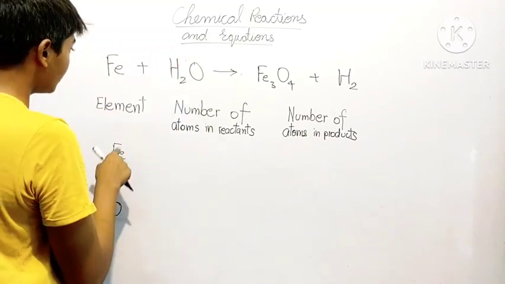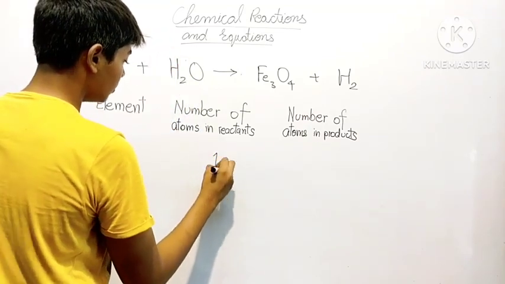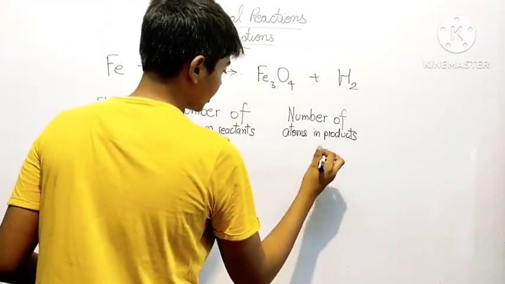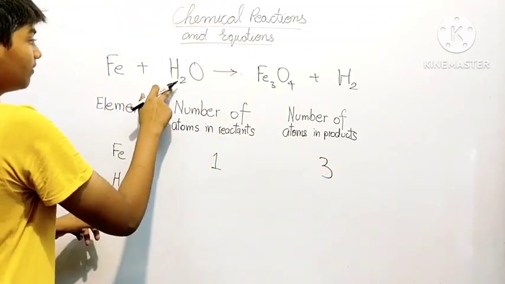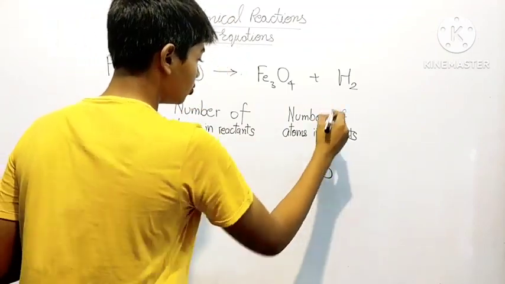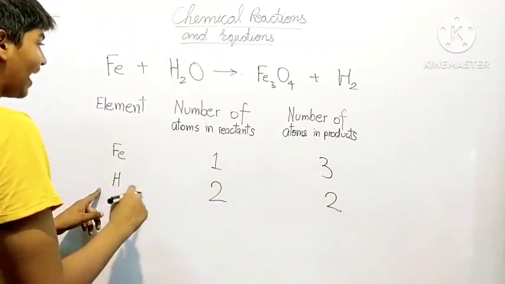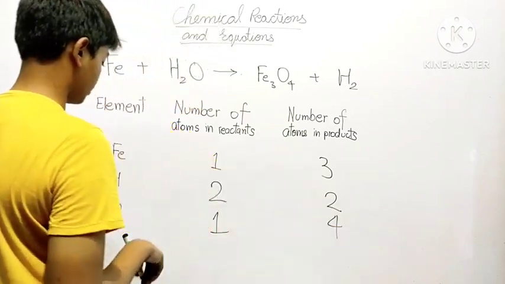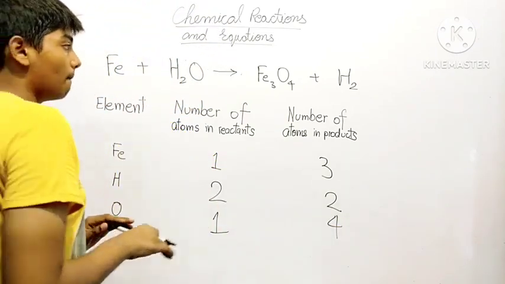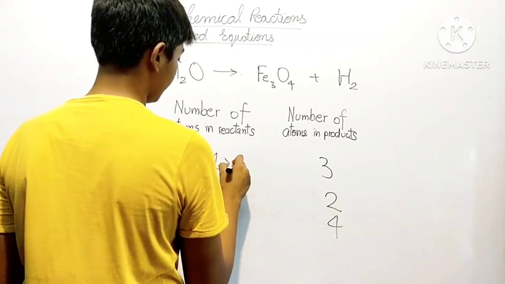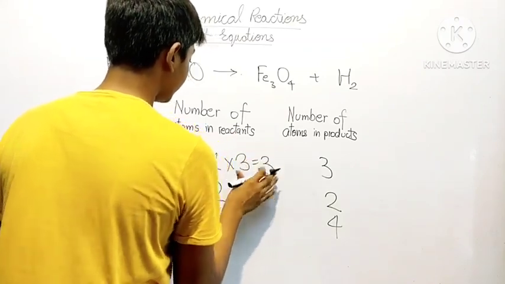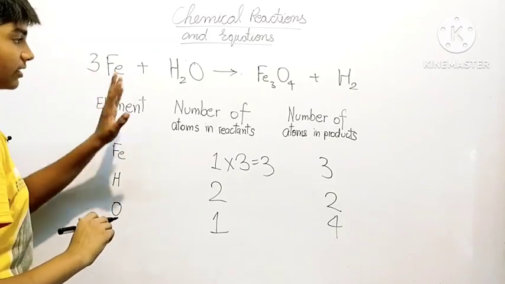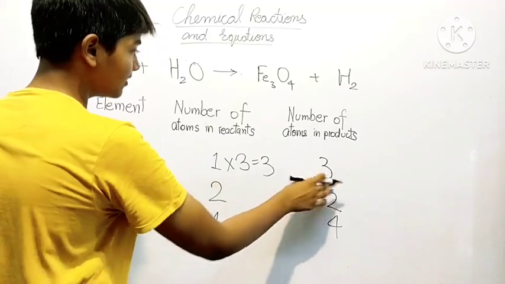So there is 1 atom of iron in the reactant side and 3 in the product side. Similarly for hydrogen, we have 2 in the reactant side and 2 in the product side, and 1 oxygen in reactants and 4 oxygen in products. So let's multiply iron by 3. We get 3 atoms of iron in the reactant side. Now iron is complete. There are 3 in reactants and 3 in products.